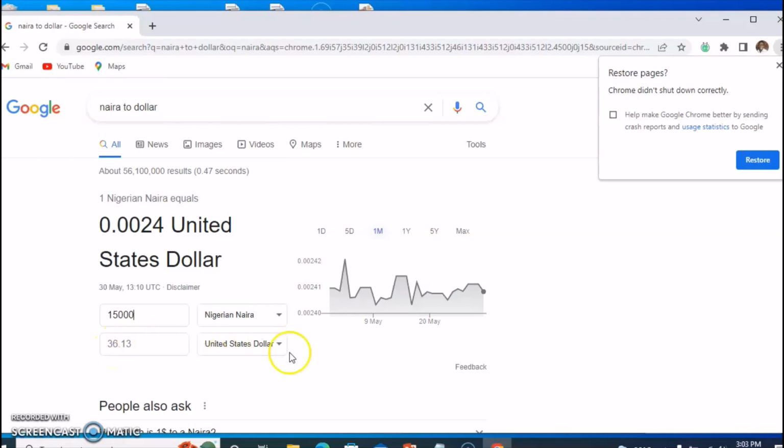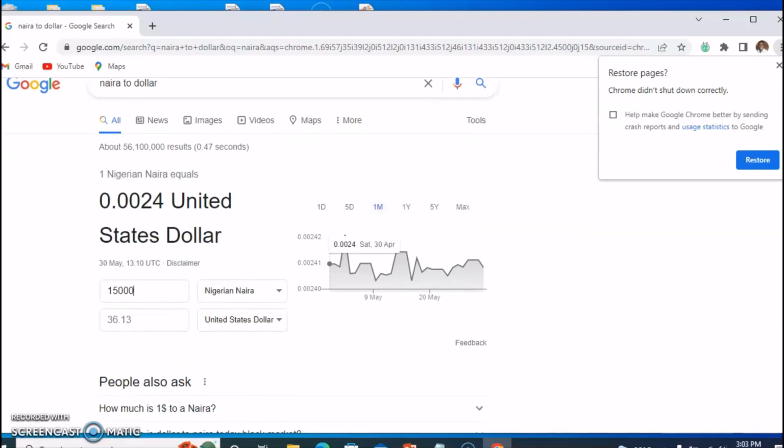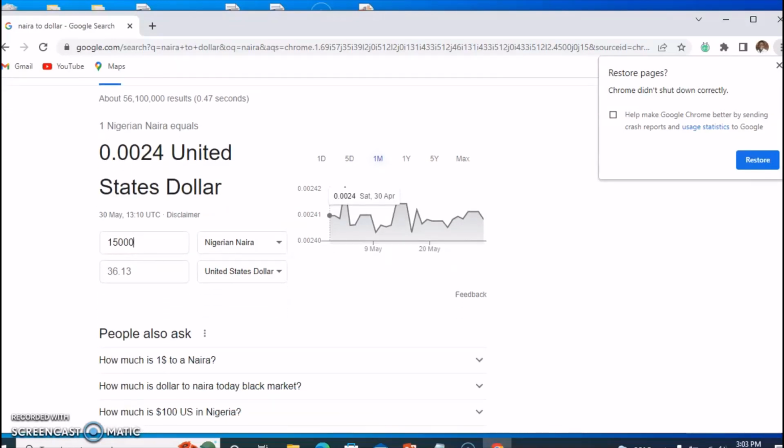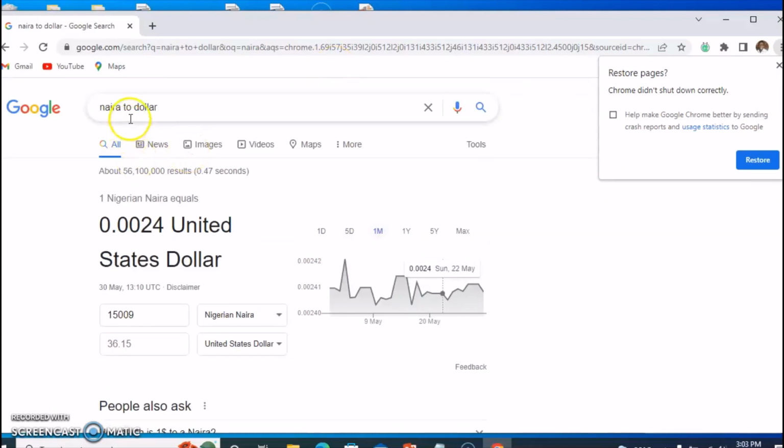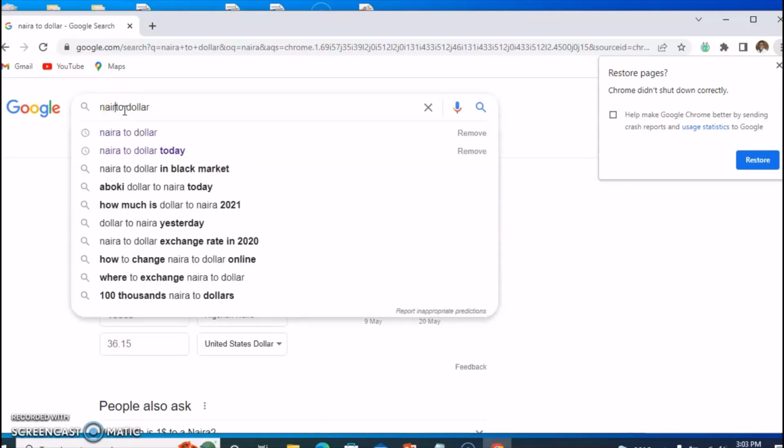Pick it here and put it in, and your source is Google, right? So this is the Naira rate today. You can use this one and do the calculation. I don't know what you're using, but if you're using a different currency other than Naira, just type the currency to dollar.